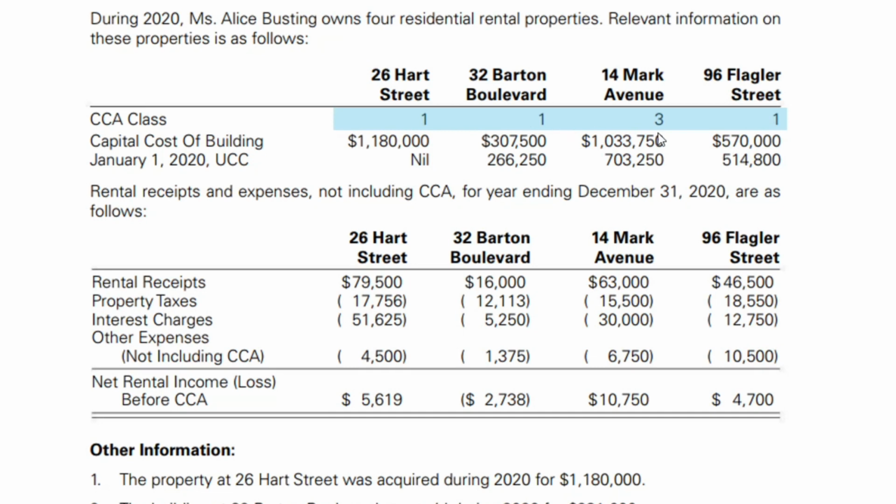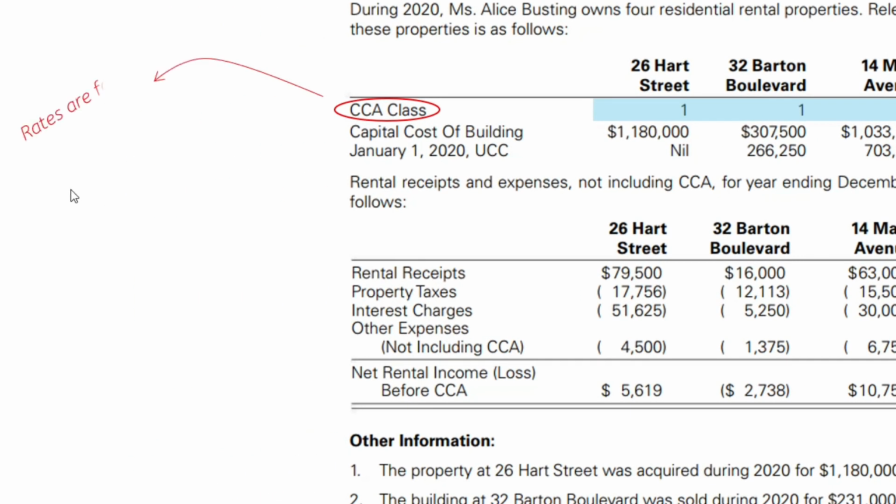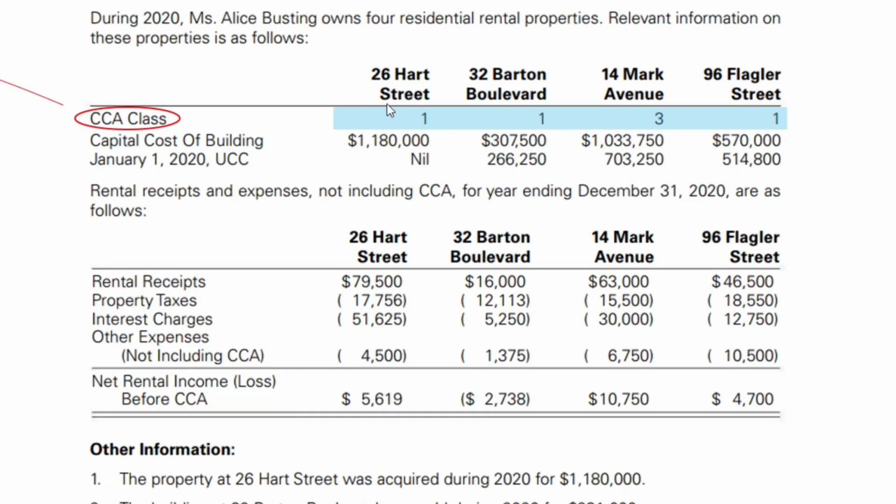The first thing we are shown for each property is its class. Now, the CCA class is not the same thing as the rate. The rates are found in Schedule 2 of the Income Tax Act regulations. So if you want to find the rate for Class 1 or Class 3, you'd have to go there and look it up. We're then given the cost of the building, the opening UCC balances, and then the rental receipts and expenses, not including CCA for the year.